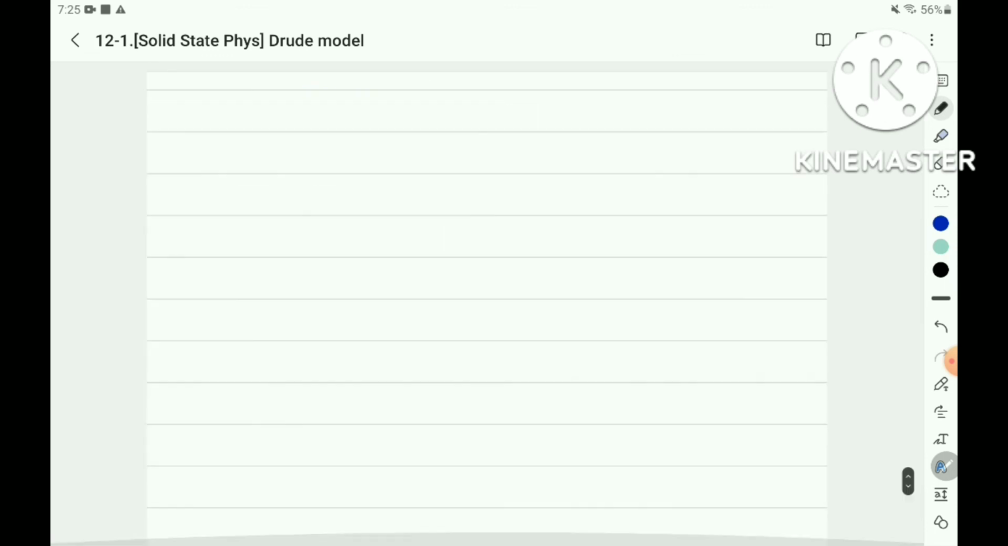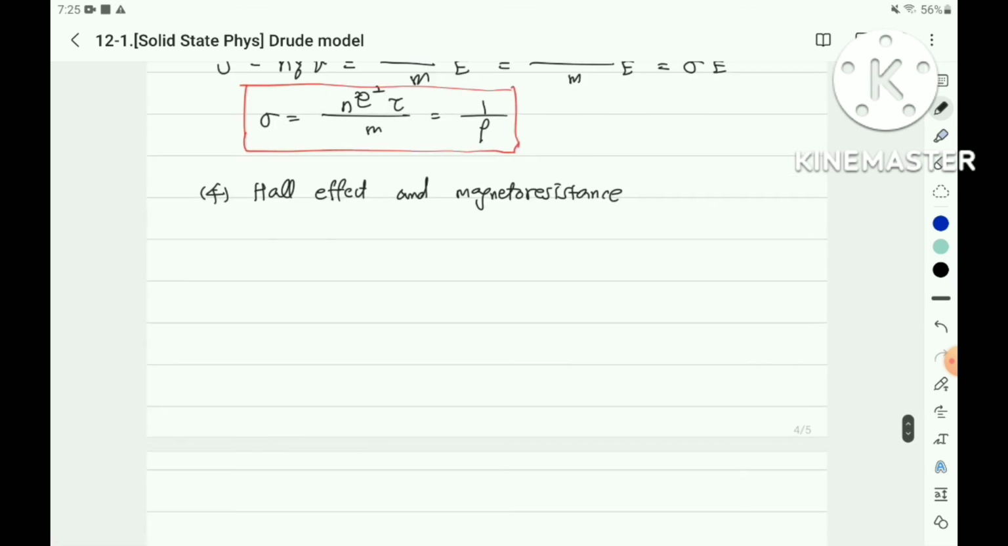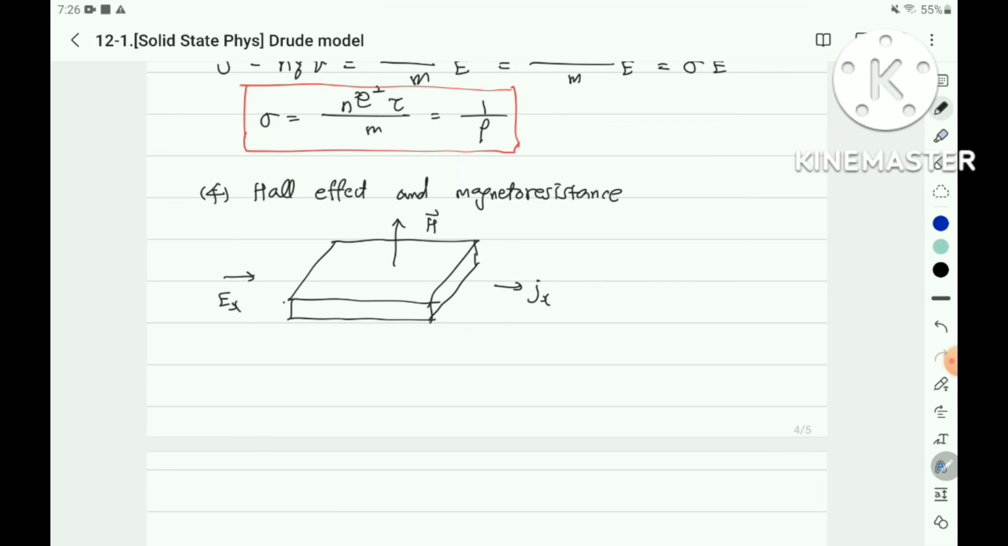Hall is the name of a physicist, Edwin Hall, who was a graduate student at Johns Hopkins University. Edwin Hall found that in metallic materials, by applying an electric field in this direction, and let's consider the current direction is also the x direction, but Edwin Hall applied the magnetic field simultaneously. The magnetic field direction is the z direction.